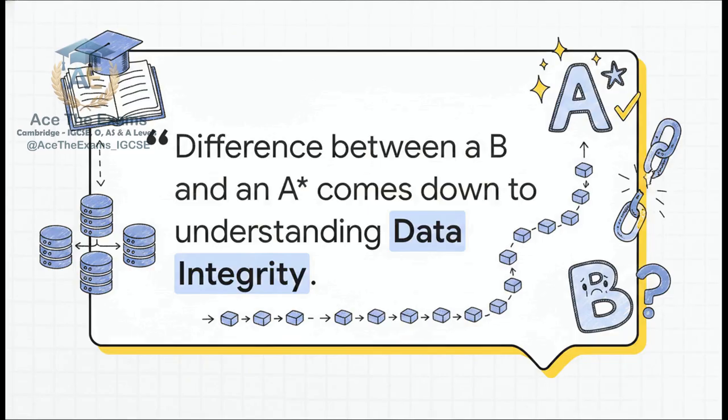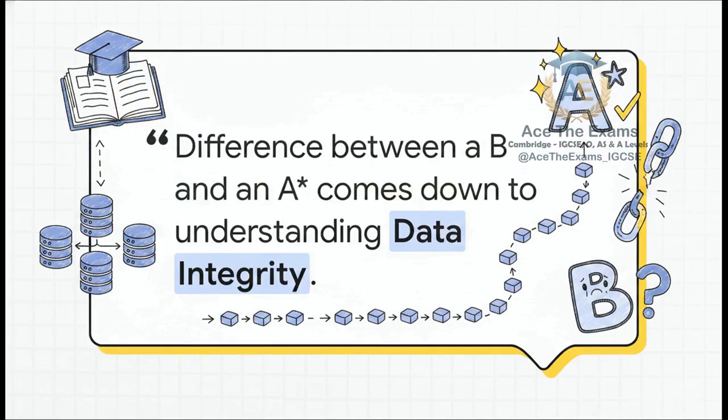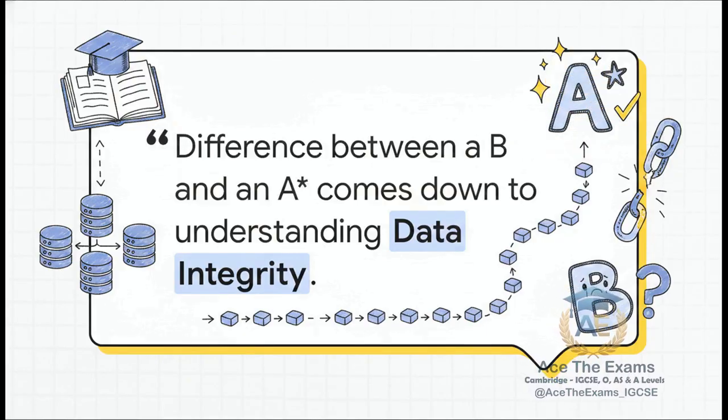When an examiner reads your paper, they aren't just scanning for a textbook definition of data integrity. They are looking for a demonstration of absolute mastery. They want to see that you can take this concept and apply it to complex, completely unfamiliar scenarios. That leap, from simply defining a term to applying it flawlessly in the wild, is precisely what separates a good B-grade student from an outstanding A-star student.